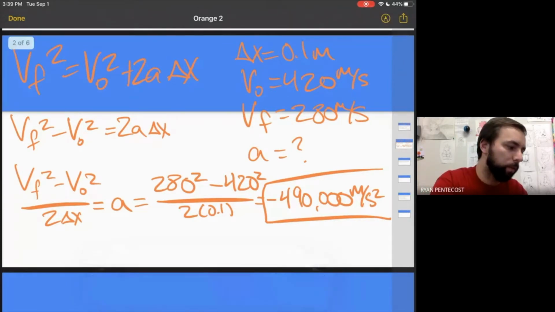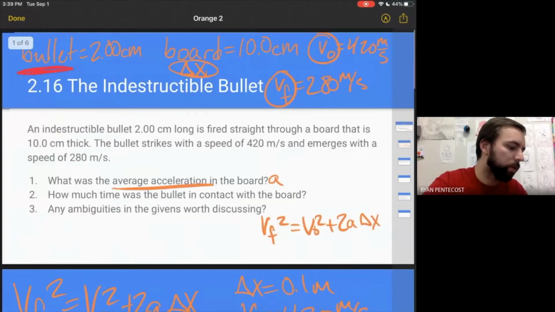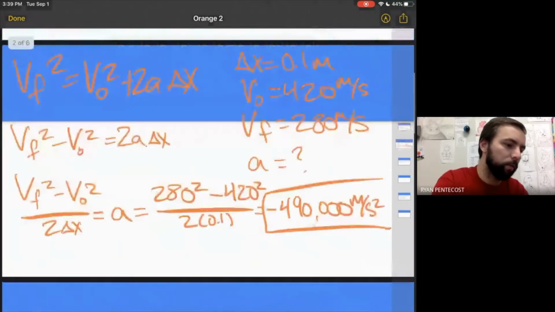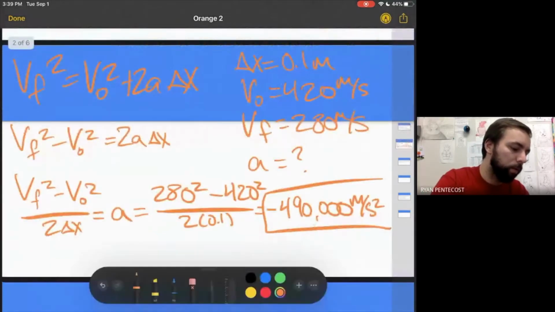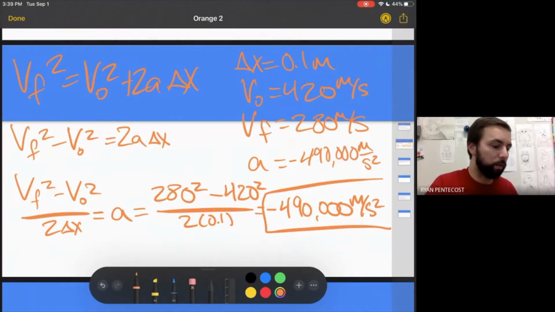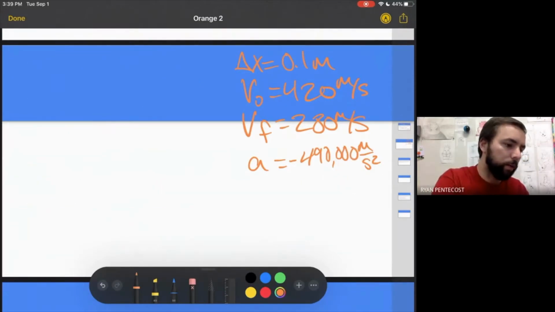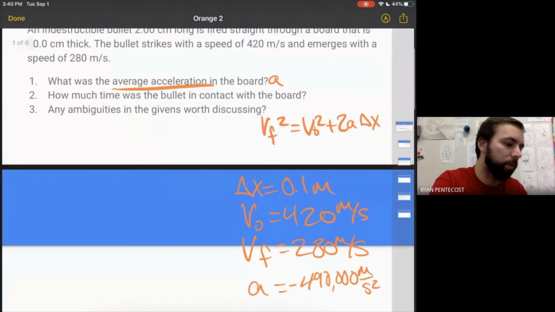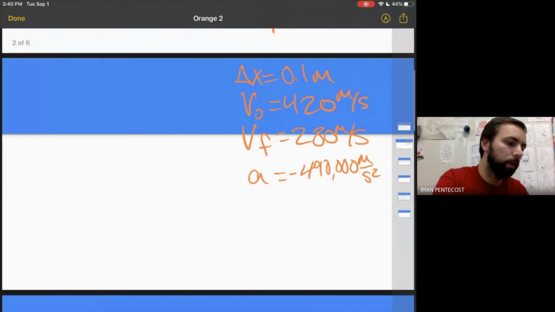Let's go back up. Let's look at number 2. How much time was the bullet in contact with the board? So let's update our givens real quick. We have a new given. So before we start this, let's say our acceleration is negative 490,000 meters per second squared. Now I'm going to erase all of this work. If you need it, pause. All right, so we are now hunting for time. How much time was the bullet in contact with the board?